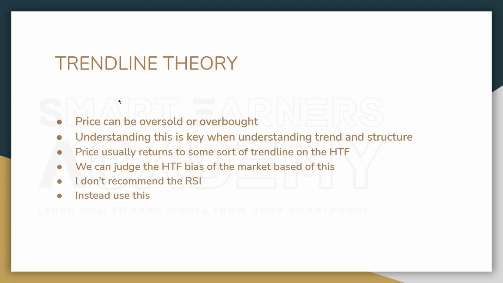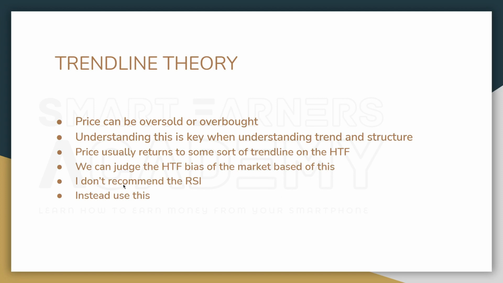The trendline theory is a theory in which we're using a trend line to try and understand the higher time frame bias, right? So let's break this down. Price can either be oversold or overbought, and understanding when this is happening is key to understand trend and structure on the higher time frame. Price usually returns to some sort of trend line on the higher time frame, and we can judge the higher time frame bias of the market based off of this trend line, right?